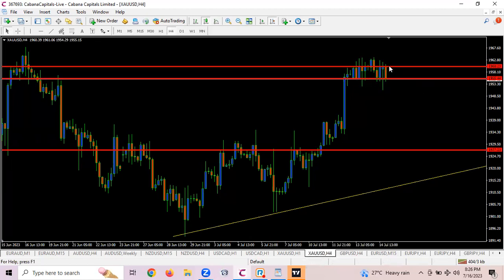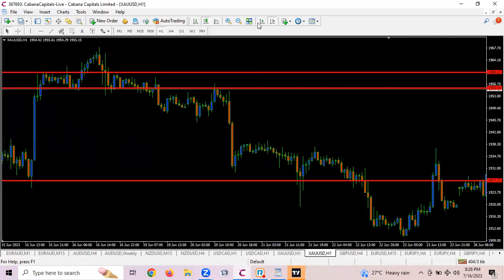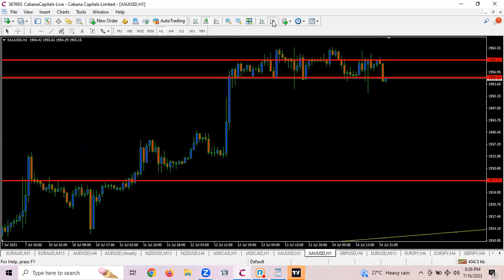We have a support here. So if a 4-hour candle closes below the support, one can consider selling gold. We could also experience a pullback. Let's see what we have on 1 hour and 15 minutes. You see gold has been in a range. This candlestick broke out. Okay, so we could see price pull back to a fair value gap after this breakout.